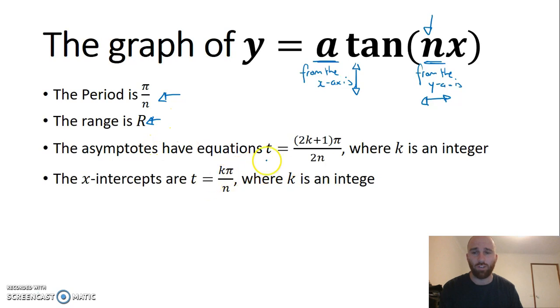That hasn't changed. The asymptotes have equations, so the exact same formulas we had before, except in the denominator we've got the value of n. So we're finding that if it has been dilated, we're going to generate a certain amount of values. And then the x-intercepts are these ones, k pi over n. So we get the formulas for the asymptotes, formulas for the x-intercepts, and it's generally reasonably easy once you find these to draw our tan function.